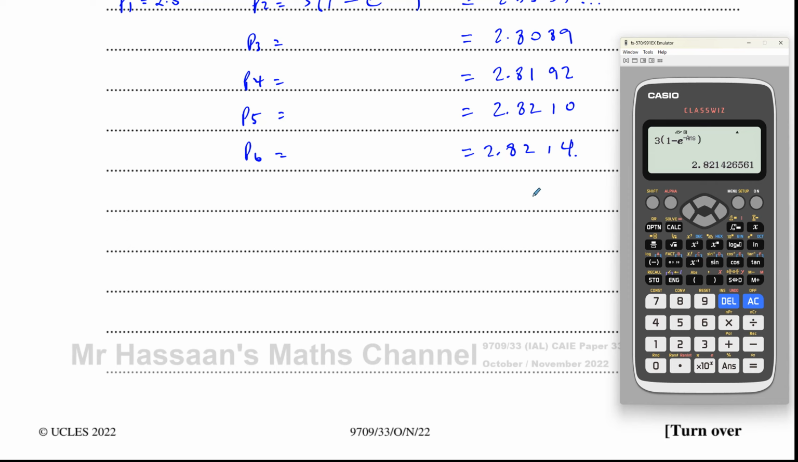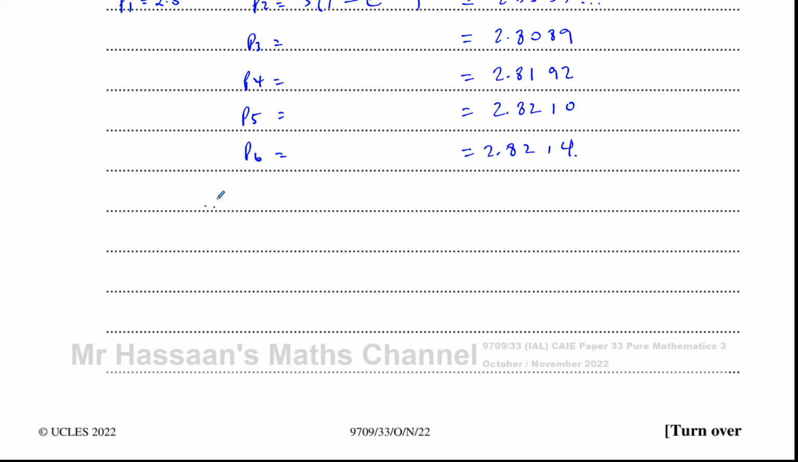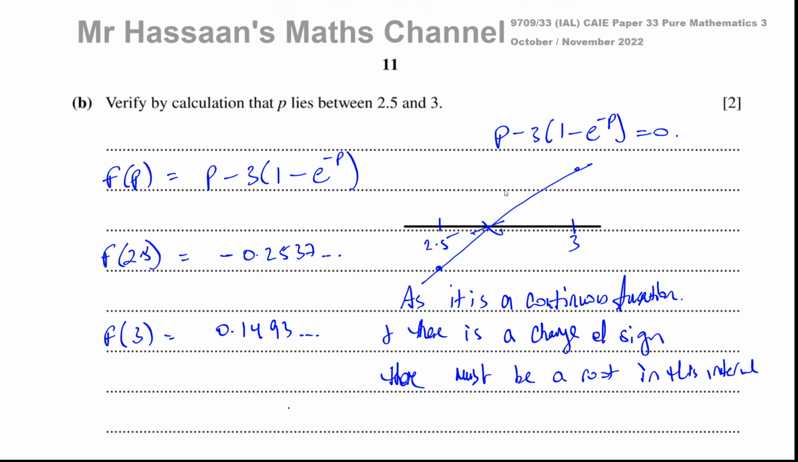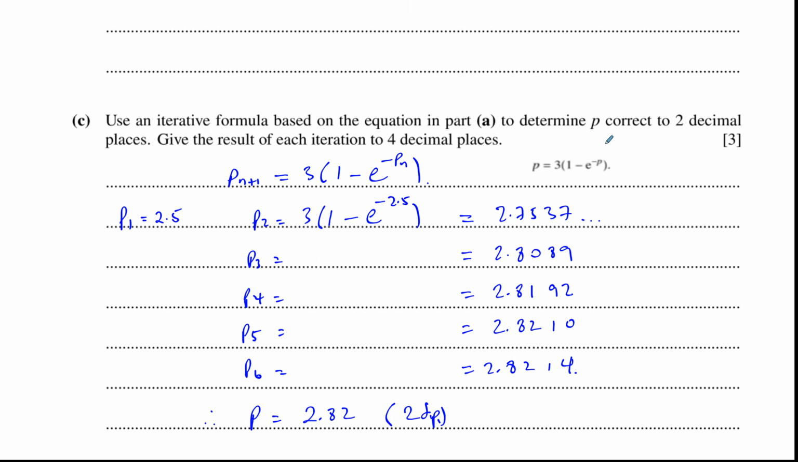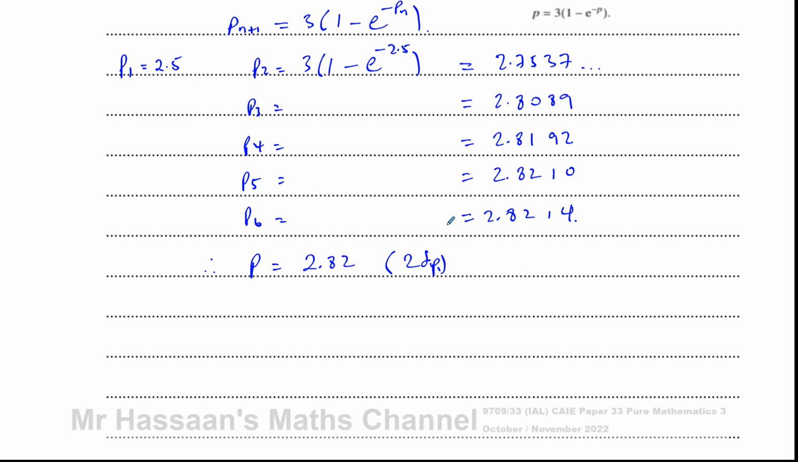So we can stop here and say, therefore, P is equal to 2.82 to 2 decimal places. They went up to 2 decimal places, so we give an answer to 2 decimal places. Okay, so that's one way of doing it.